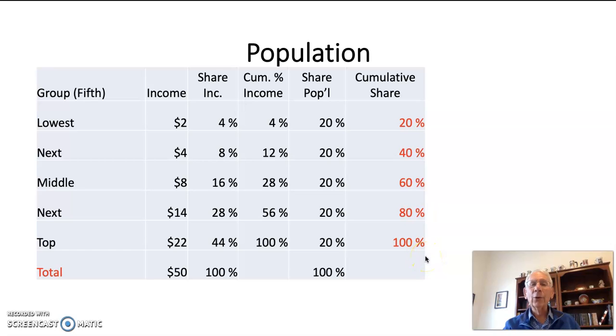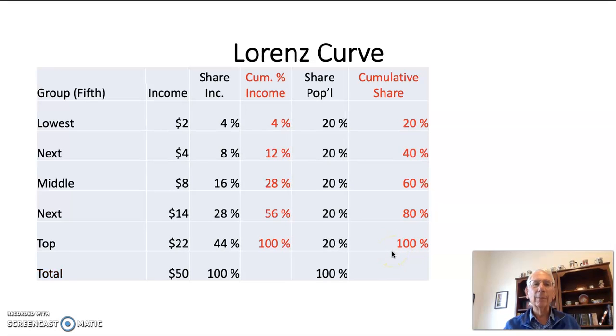Okay, so when we look at this, what we've done here is we have calculated the cumulative percentage of income and the cumulative share of the population. To make the Lorenz curve, L-O-R-E-N-Z, we only need these two columns.